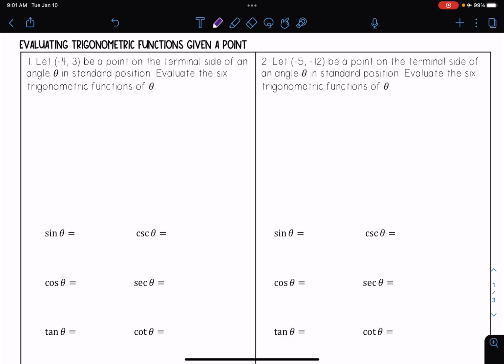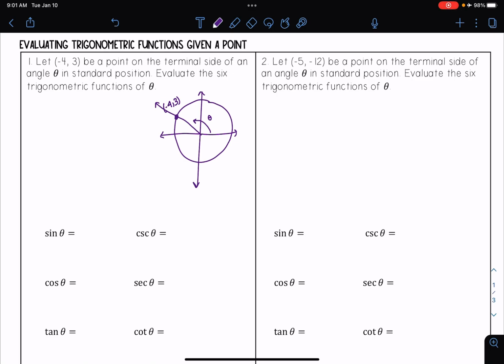My first step is I like to go ahead and draw pictures so I can visually see what's happening. So I have my xy axis, my circle, and I'm going to plot the point negative 4, 3. Well, negative 4, 3 is going to be somewhere over here. It's okay if it's not accurate. We're just looking at a picture. And so that is where my angle is going through. So this is my angle theta, and its terminal side goes through that point negative 4, 3.